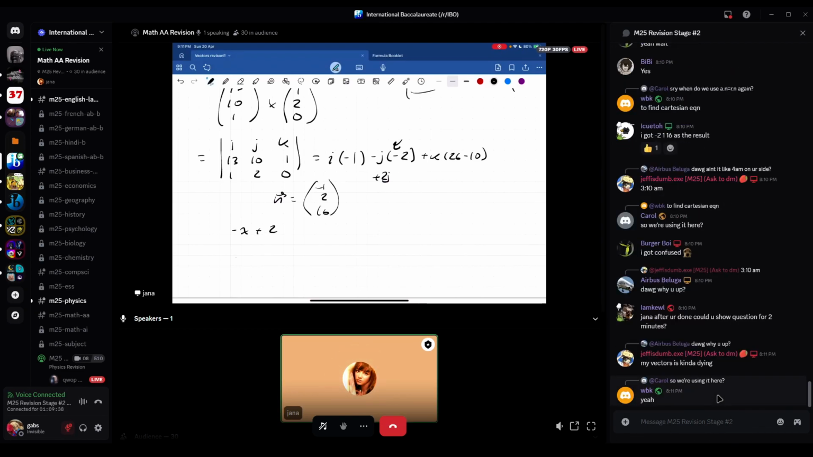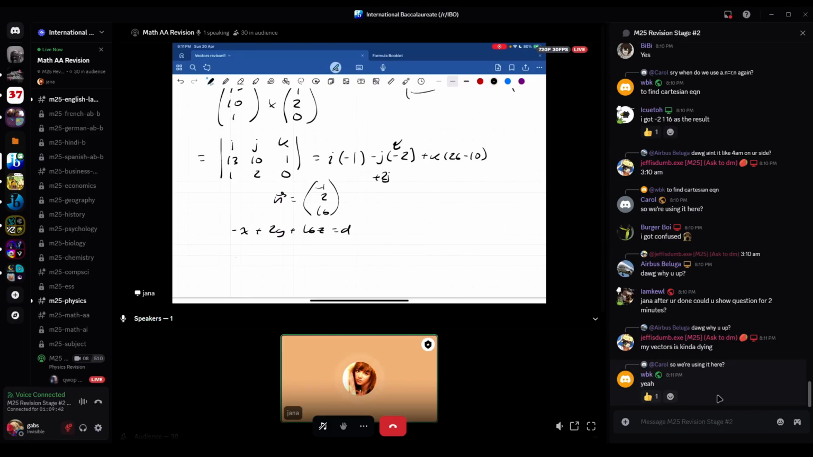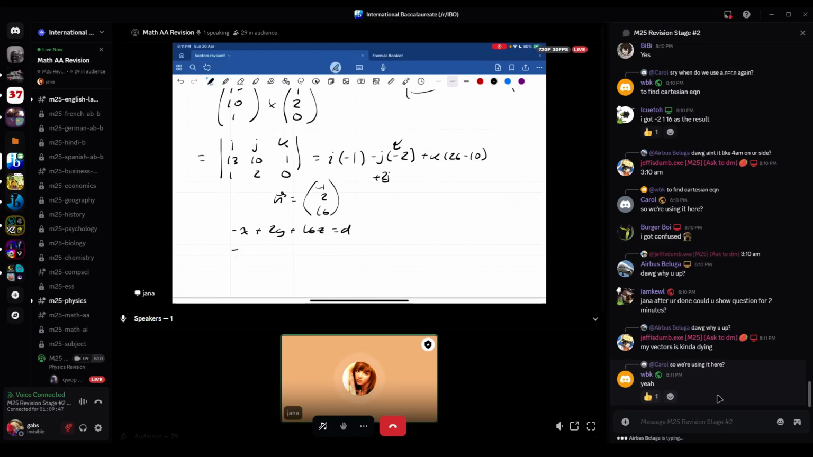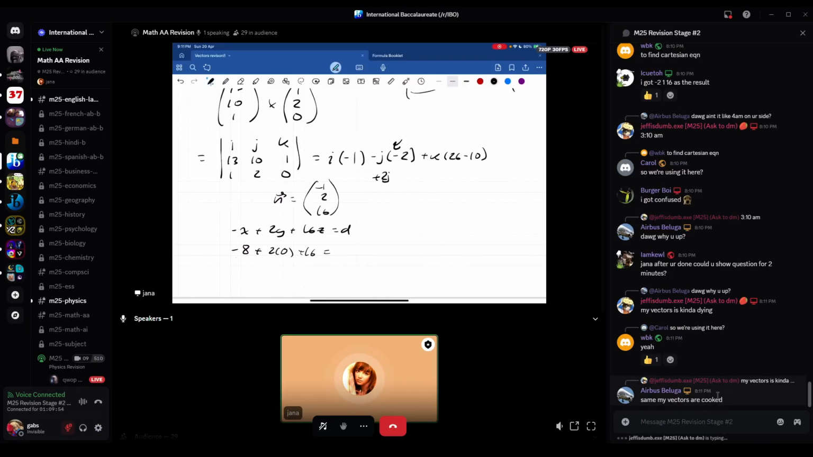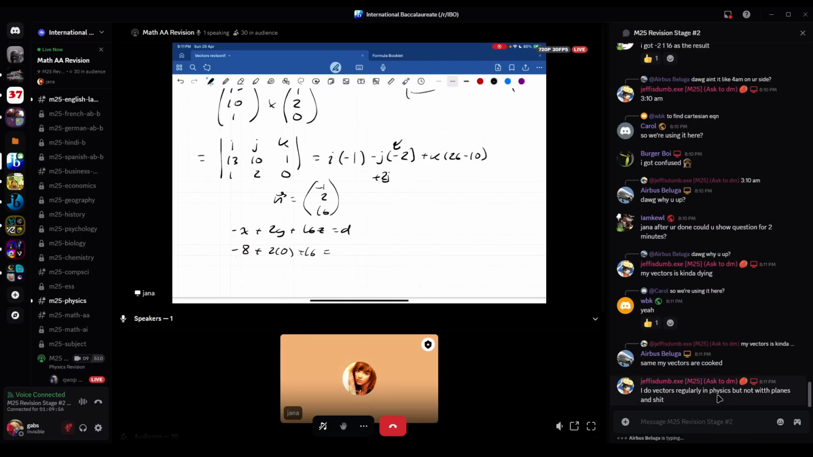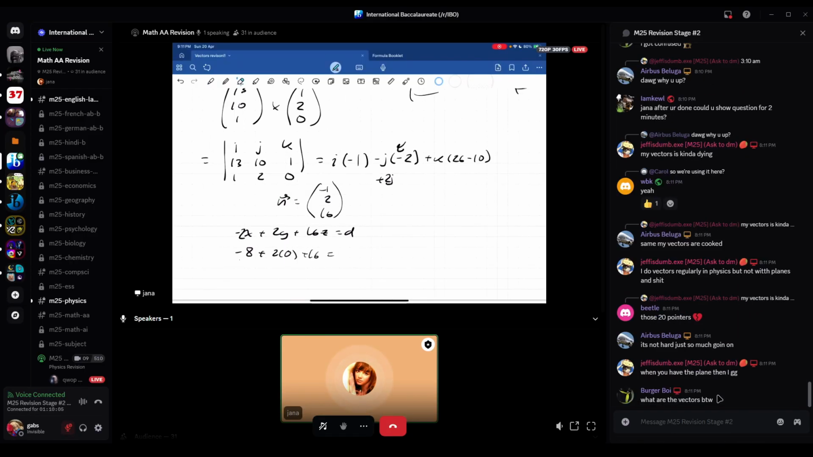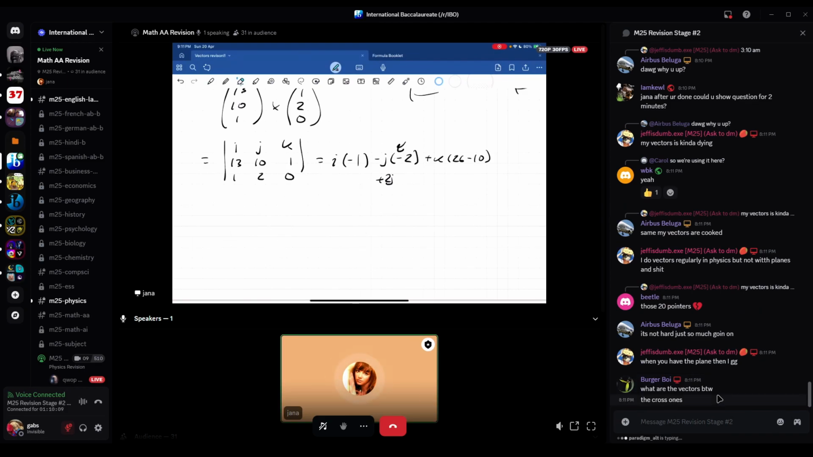So negative x plus 2y plus 16z equals d. And we know that this point is here, 8, 0, 1. So negative 8 plus 2 into 0 plus 16 is... That's wrong. Wait. I'm not getting the answer I want. Oh, this is 2. Guys, I crossed them wrong. I crossed them wrong. Hold up. My sincerest apologies.